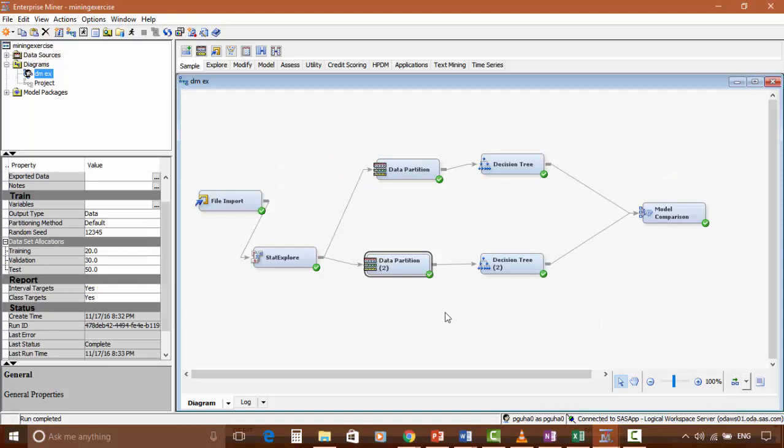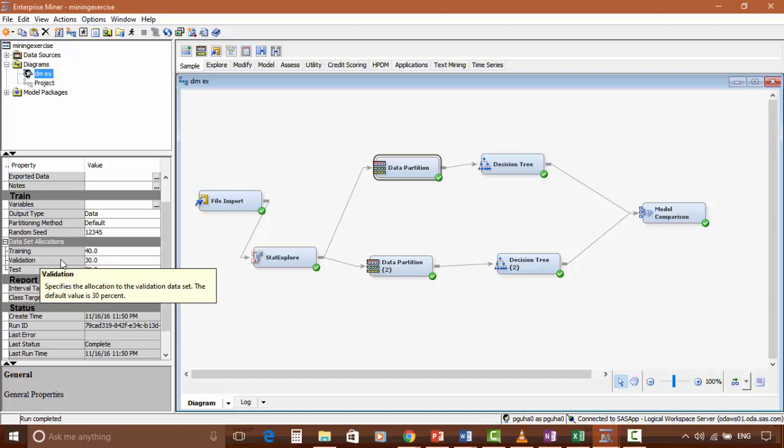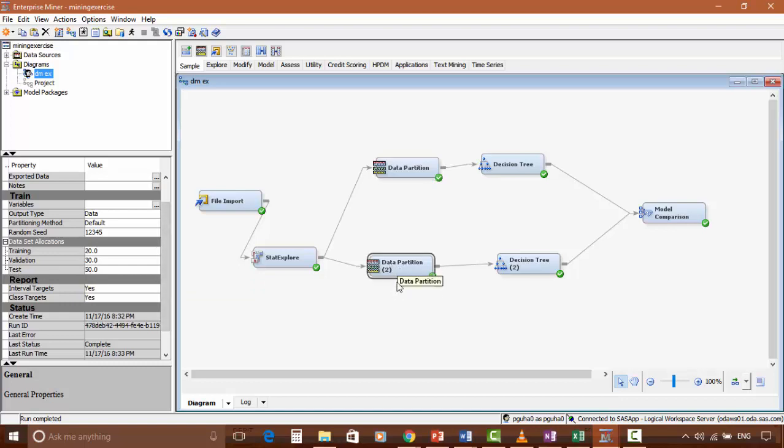So the next concept which we are going to learn is data partition. We have used two different decision trees to find out which data partition will be better. Here we have one data partition where we have partitioned the data with 40% as training, 30% as validation, and 30% as test. The other data partition which we have done is 20% as training, 30% as validation, and 50% as test.